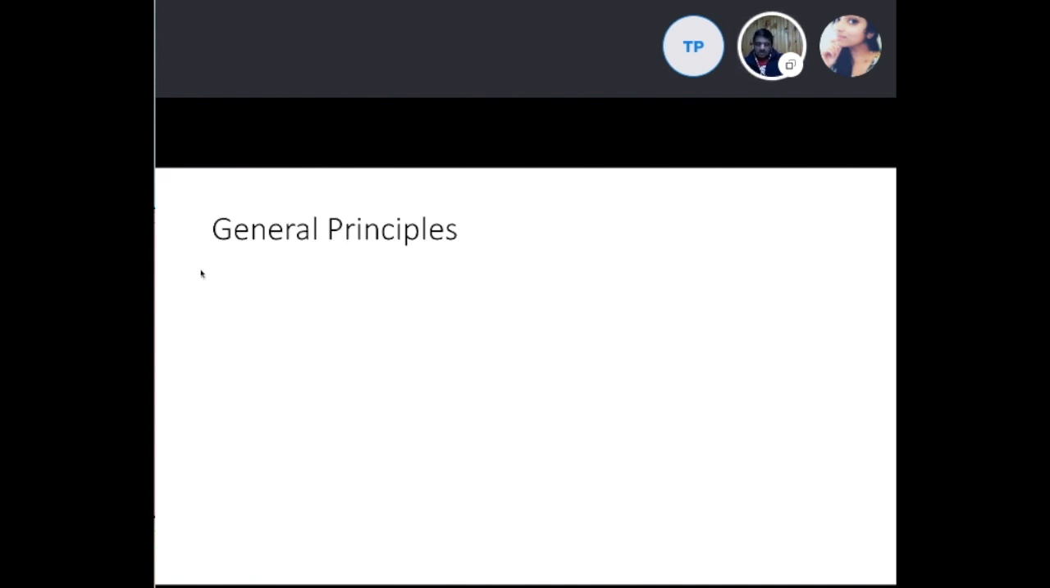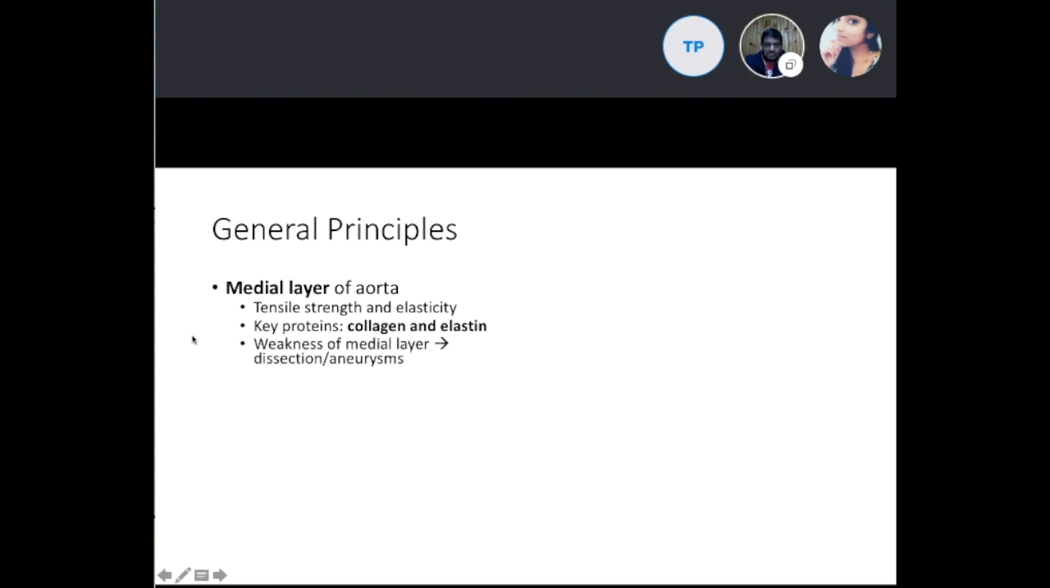So what I'm going to talk about is the pathophysiology behind aortic dissections, and then we'll go into risk factors. The medial layer of the aorta, why is that important? It provides the tensile strength and elasticity, and the key proteins there are collagen and elastin. If you have a weakness in the medial layer, it can cause aneurysms or dissections. The common aneurysm feature is medial damage or destruction.